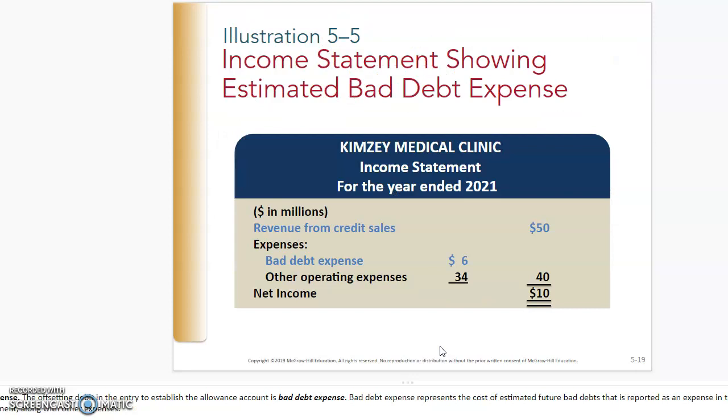Income statement. Revenue was 50 million. Bad debt expense, 6 million. Other operating expenses, for purposes of this example, 34 million. Now, other operating expenses are going to include salaries and rent and utilities and insurance and everything else. Net income.